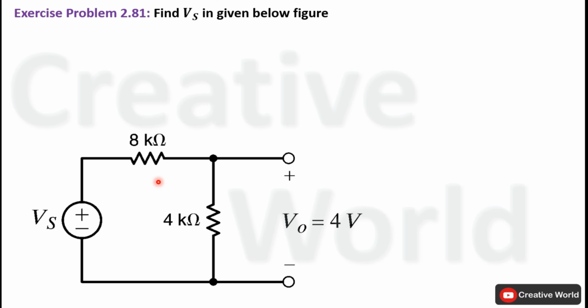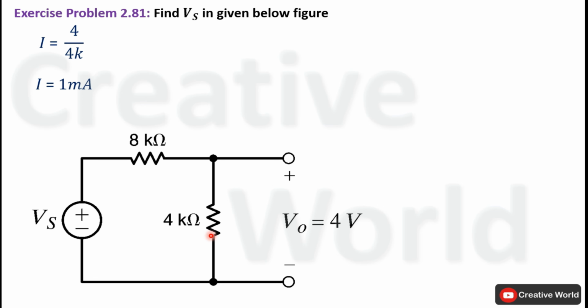Whenever we have the value of current through this 8 kilo ohm resistance, voltage across this resistance can also be calculated. After that, we will apply Kirchhoff's voltage law inside this closed loop to calculate the total supplied voltage, which will be equal to the sum of both voltages. So first of all, apply Ohm's law on this resistance to calculate current through it. For that purpose, we will divide V0 by 4 kilo ohm. The value of V0 is 4 volt and the value of resistance is 4 kilo ohm. So the value of current through this resistance will be 1 milliampere.